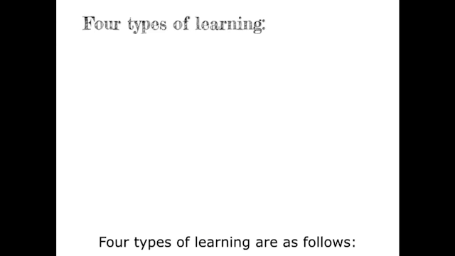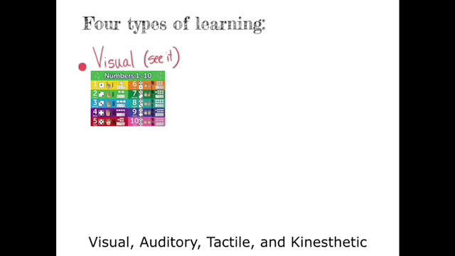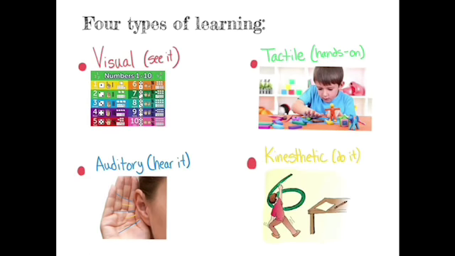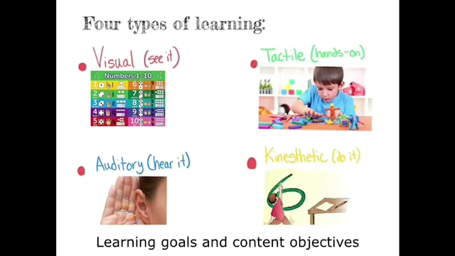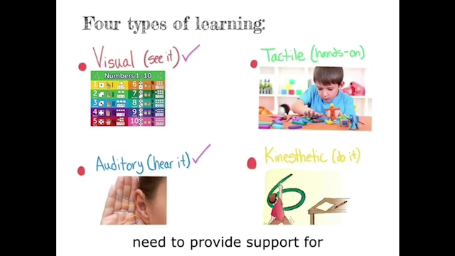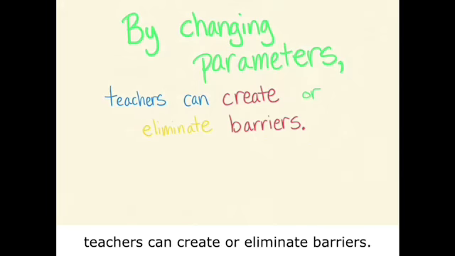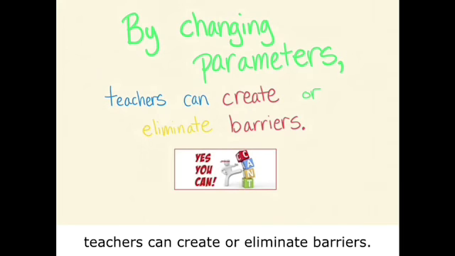Four types of learning are as follows: visual, auditory, tactile, and kinesthetic. Learning goals and content objectives need to provide support for all types of learning. By changing parameters, teachers can create or eliminate barriers.